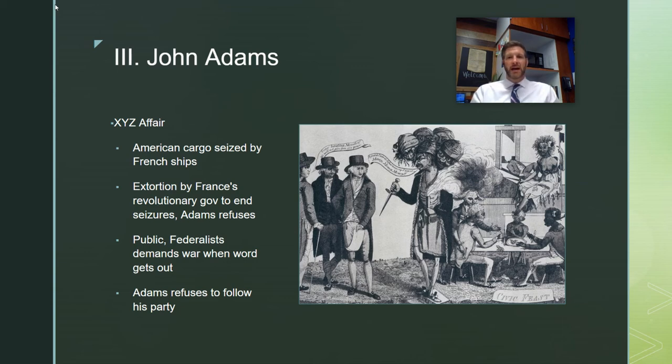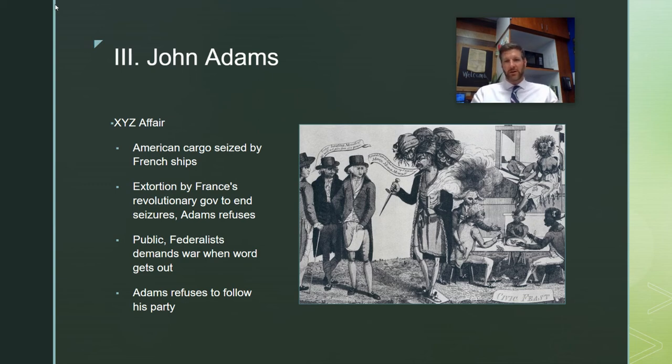Adams, of course, refused that. He said that we're a sovereign government. We don't deal with bribes. And so then there were three French officials who asked for these bribes, and they were codenamed X, Y, and Z because they didn't release their names. But Adams did release the dispatches from France demanding these bribes and the extortion, and it greatly angered the American people, the public, and they began to clamor for war.